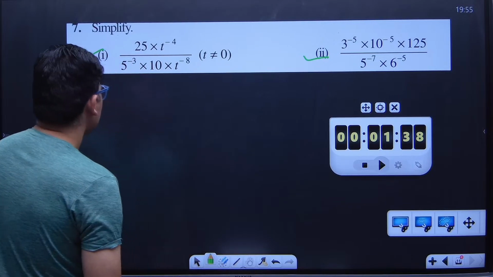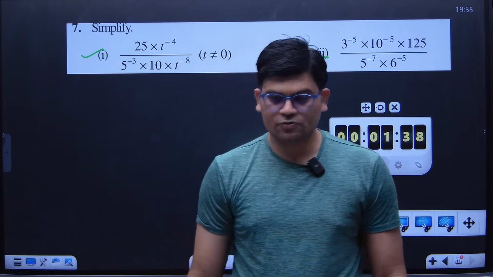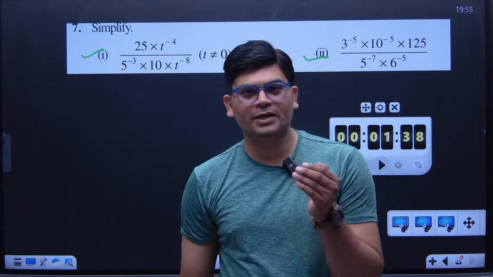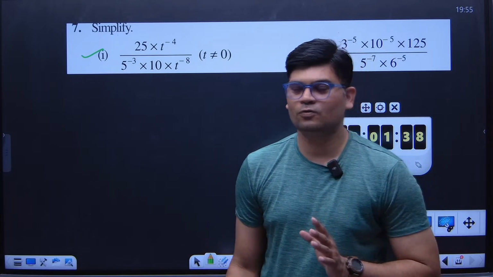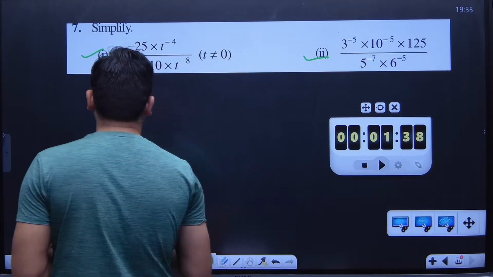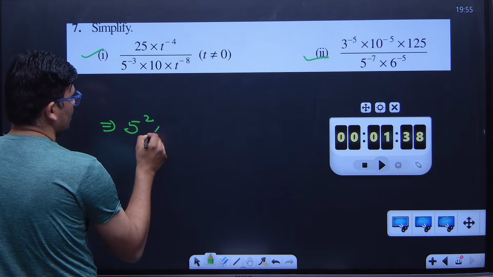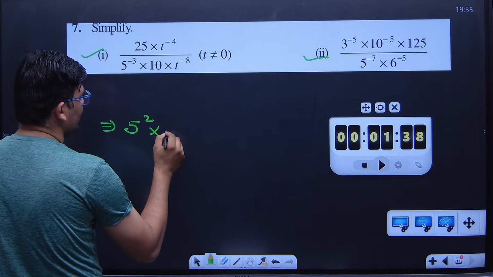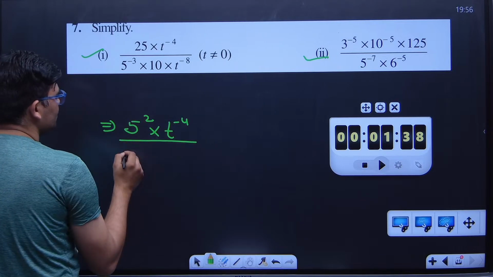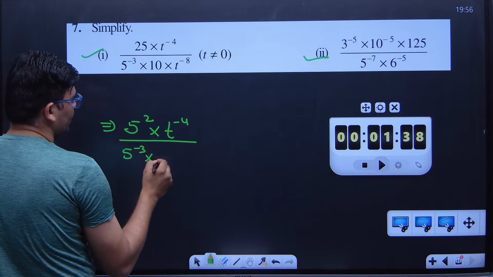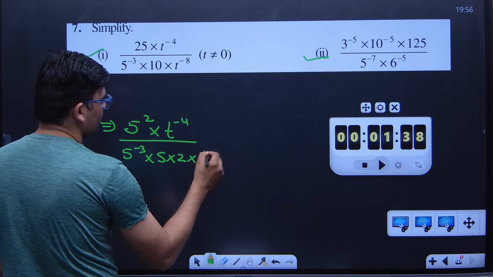Okay. So now in such kind of questions, what you have to do is break the composite number into its prime factorization form. So now we will do one by one. See this. First I will write 25 as 5 raised to the power 2. 3 raised to the power minus 4, nothing has to happen to it. This is 5 raised to the power minus 3. 10 can be written as 5 into 2, and this is 3 raised to the power minus 8.